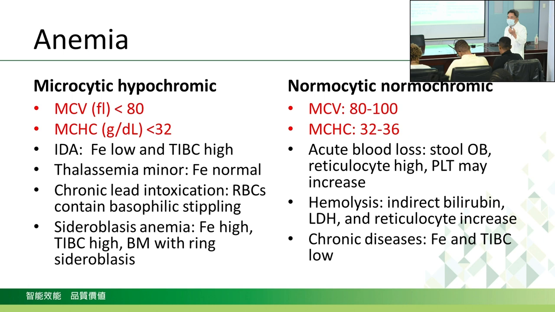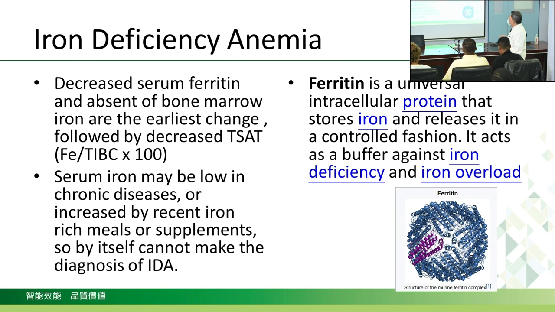Chronic disease may be normochromic, normocytic, because iron and TIBC are both low. Now iron deficiency anemia, some pitfalls. Decreased serum ferritin comes first. Serum ferritin and absence of bone marrow iron are the earliest changes, followed by decreased transferrin saturation, TSAT. How to calculate it? Serum iron divided by TIBC, times 100.